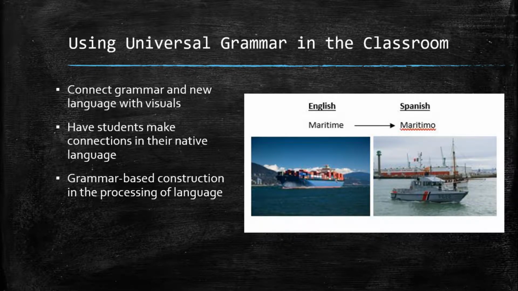Chomsky's universal grammar is also grammar-based construction in the processing of language. So we want to take small bits of grammar and construct bigger pieces of language to broaden our understanding and our growth of knowledge in that second language.